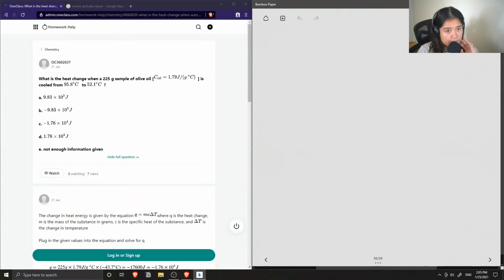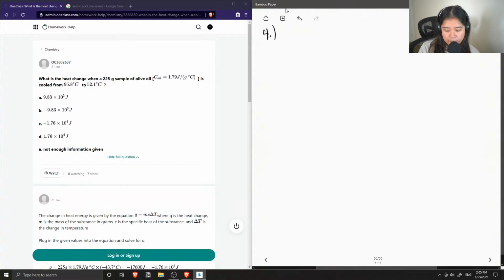Okay, so question number 4. What is the heat change when a 225 gram sample of olive oil, so they have the specific heat capacity given, is cooled from 95.8 degrees Celsius to 52.1 degrees Celsius. And then we have multiple choice. So we just need to find the heat change.